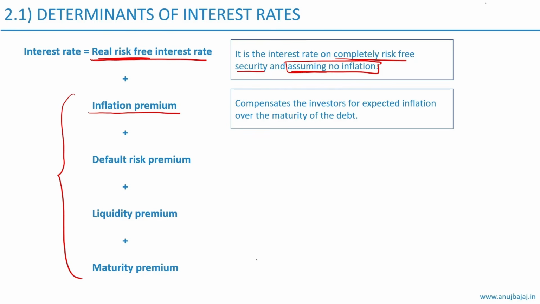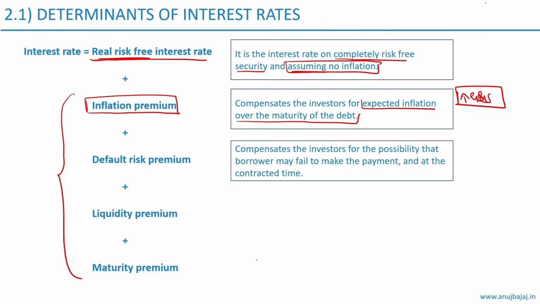Inflation premium compensates the investor for the expected inflation over the maturity of debt. As time passes by, the prices of goods and services increase. This is what we refer to as the inflation. So to compensate the investor for the rise in price of goods and services, we add inflation premium.